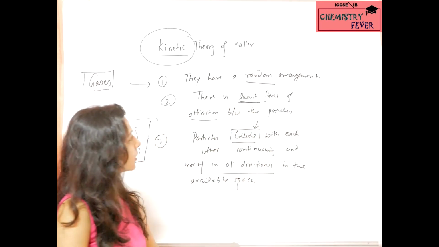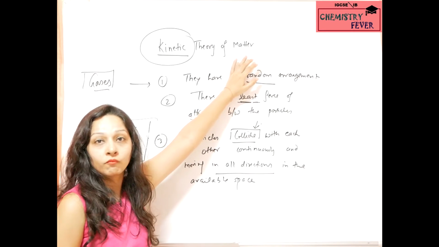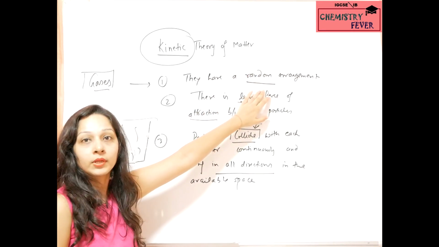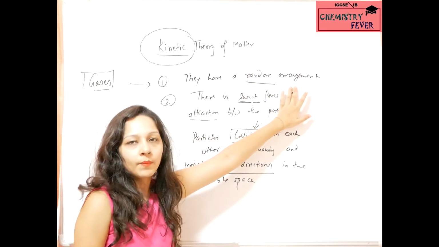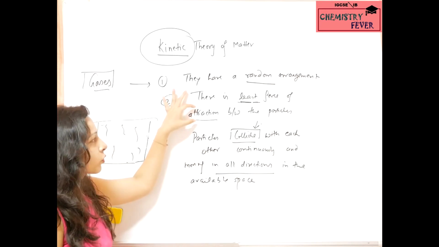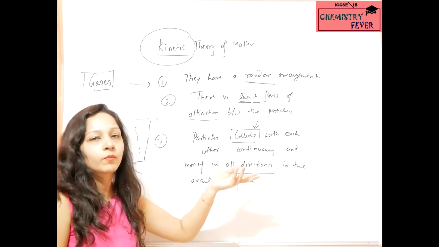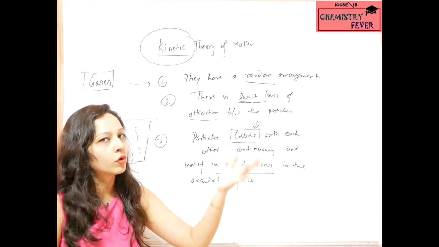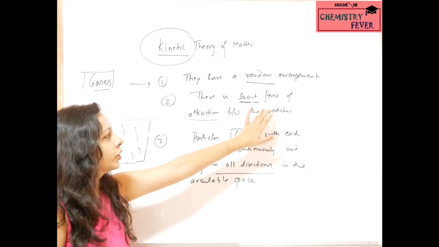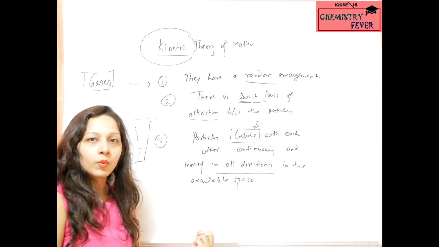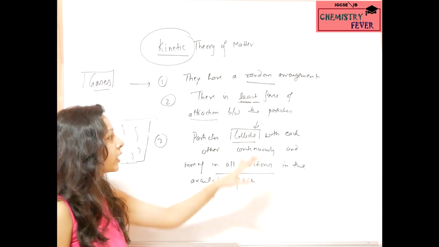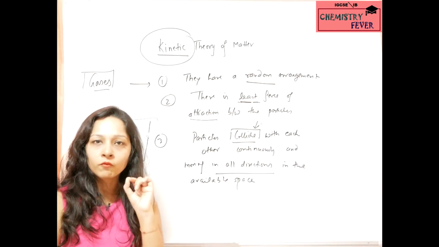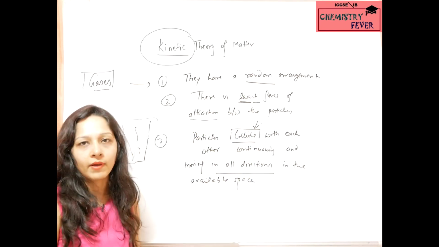So in gases we have seen the arrangement is random. The random word is very important. It is the key word that we must specify when we speak about arrangement. Second is the force of attraction is the least. Maybe in some of the books you will find negligible or there is no force of attraction. Why have I used the word least? Because we have the probability of converting gases into liquid, which is only possible if there is some force of attraction. Otherwise you can never liquefy.